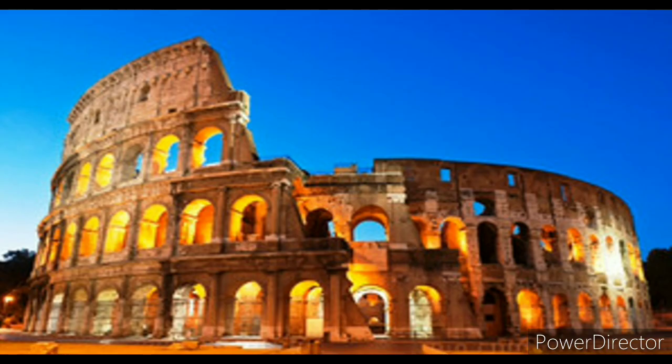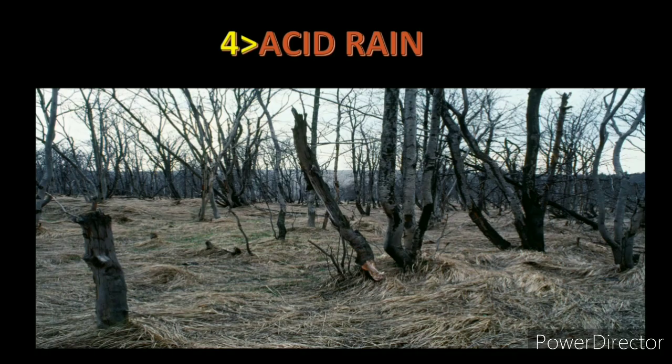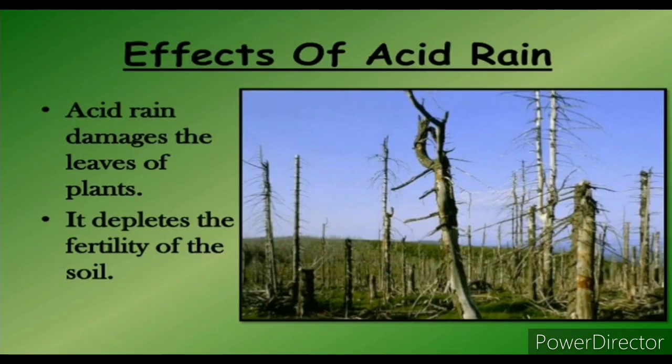Here is a very beautiful picture of a Rome monument which was damaged due to natural calamities, but some part is also damaged due to pollution. So number 4, acid rain. The effects of acid rain: acid rain damages the leaves of plants. It depletes the fertility of the soil.